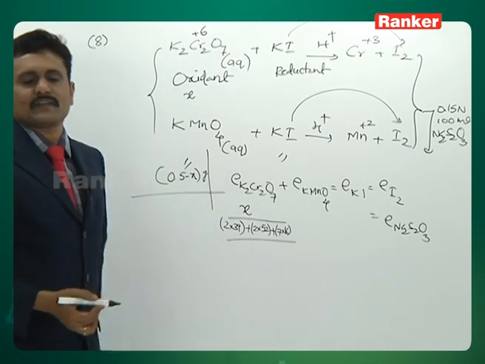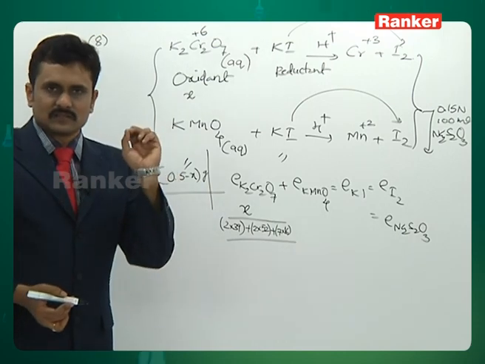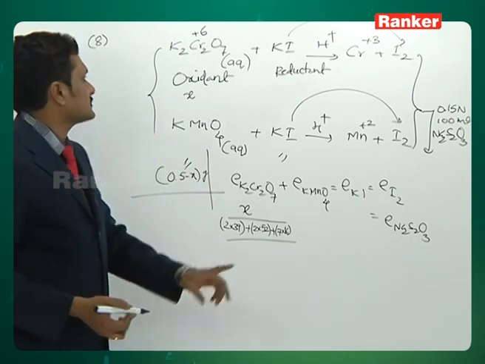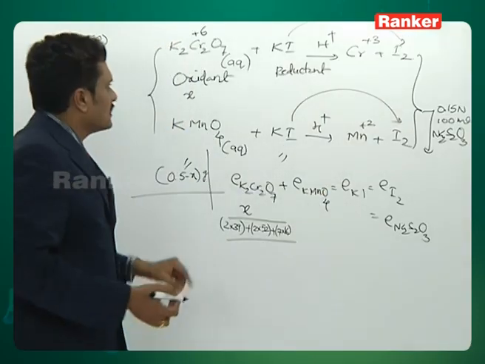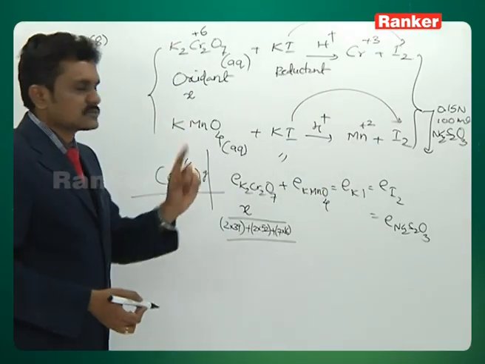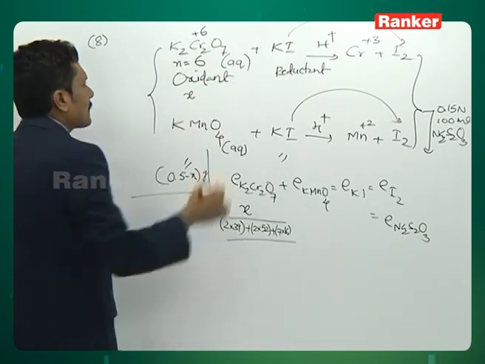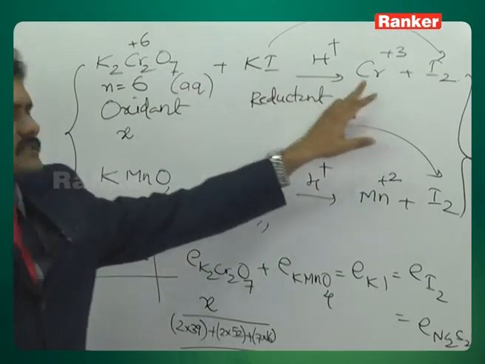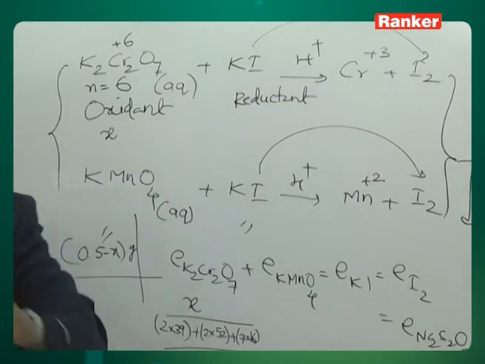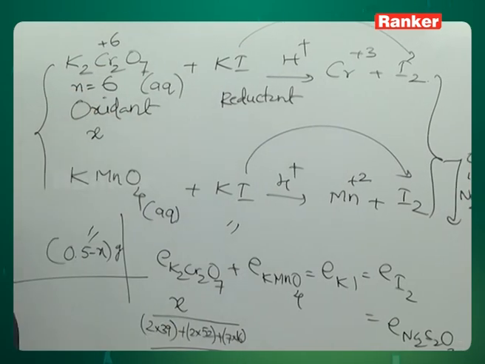We know that n factor is defined as the total moles of electrons involved in the particular redox reaction per mole of the substance. Here chromium is changing its oxidation state from +6 to +3. One chromium to change from +6 to +3 requires 3 moles of electrons. There are 2 chromiums, hence n factor is 6. I am repeating, there are 2 chromiums which are changing the oxidation states, so n factor is 6.